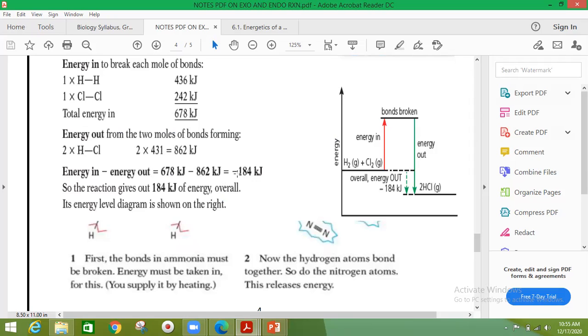This minus sign indicates the reaction is exothermic. Understand? Yes. Okay. Last 2 minutes, please.